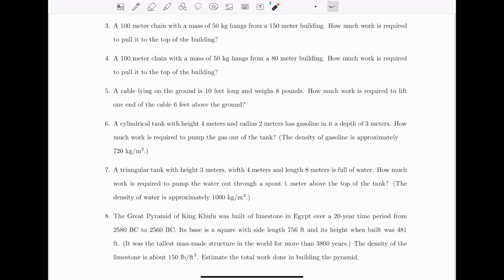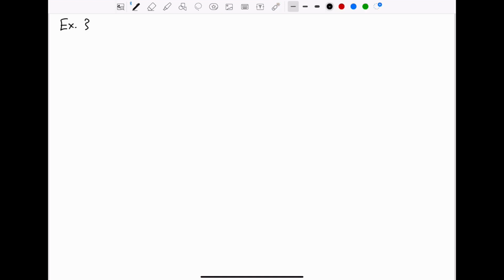Now, we ordinarily think of this as sort of a continuous process. Maybe the chain is on some sort of a coil and we wind it up to the top of the building. But it's going to be really useful here to think of doing this discretely, taking one link of the chain at a time and moving it to the top of the building. And we'll see how thinking of the problem in this way helps us to solve it. So let's start by drawing a picture.